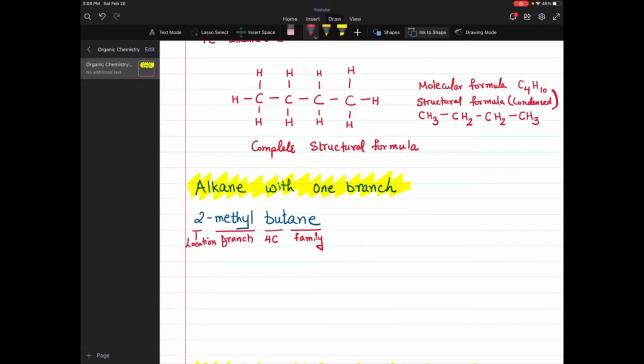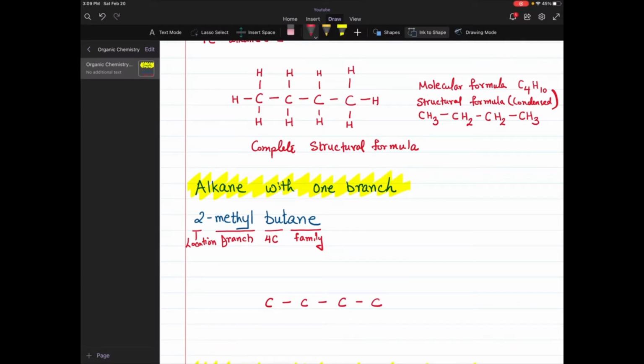So let's decipher this information and let's try to draw the compound. Again, like we did before, we have a butane, so we have 4 carbons. I will draw the 4 carbons first, the backbone, 1, 2, 3, 4, with single bonds because this is an alkane family.